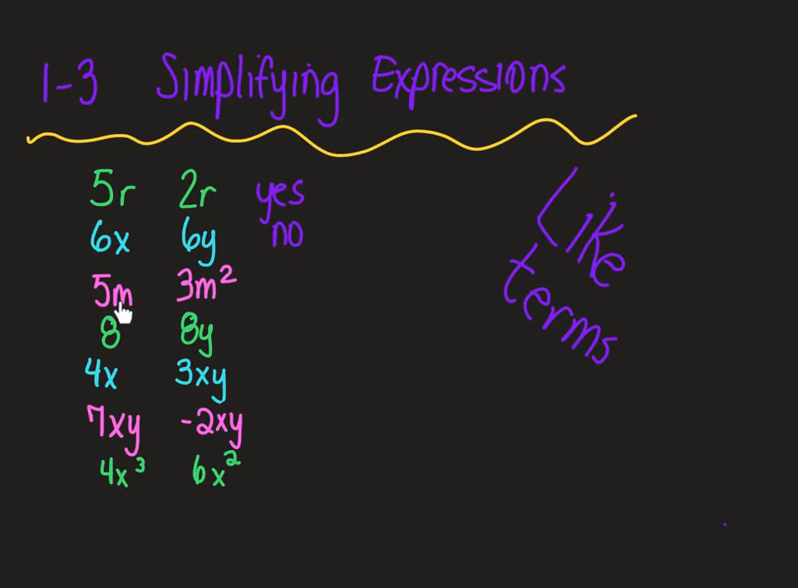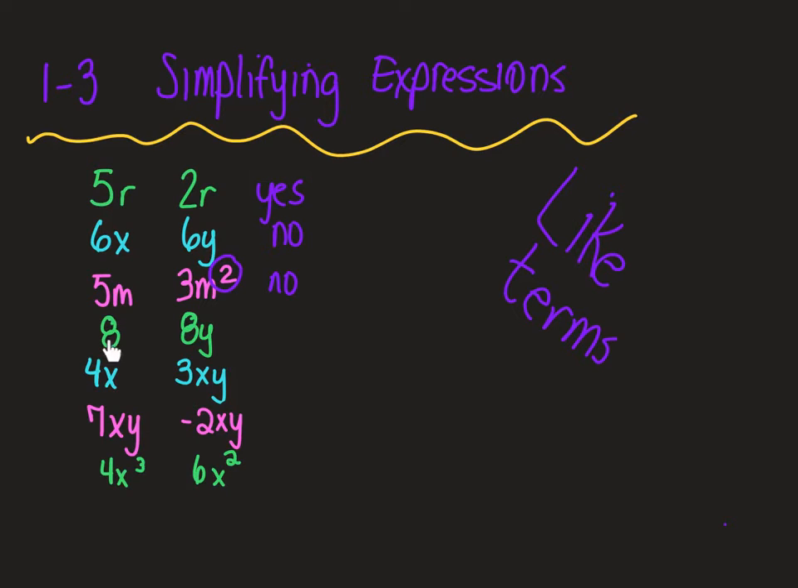All right, this example. I have 5m squared and 3m. The m has a square. This m does not have a square. Take a second. What's your guess? Are they like terms? No, they're not like terms. This exponent makes them different. They have to have the same exponent.